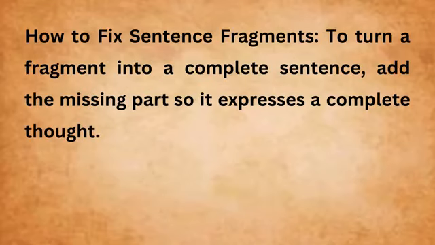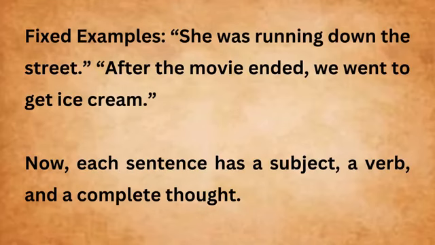How to fix sentence fragments. To turn a fragment into a complete sentence, add the missing part so it expresses a complete thought. Fixed examples: She was running down the street. After the movie ended, we went to get ice cream. Now, each sentence has a subject, a verb, and a complete thought.